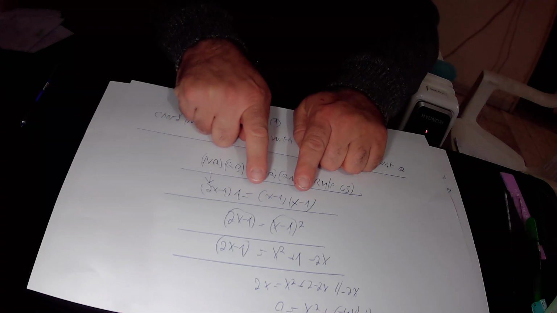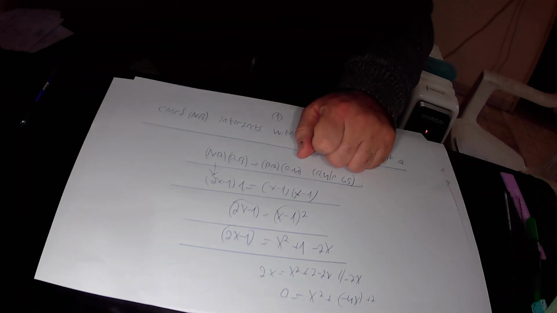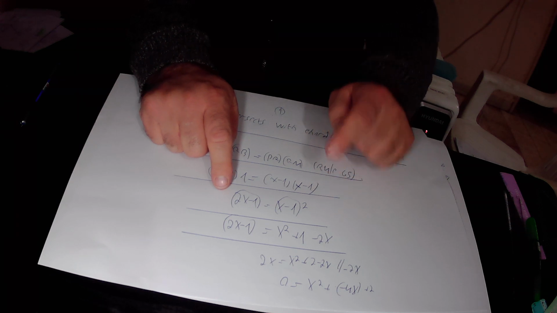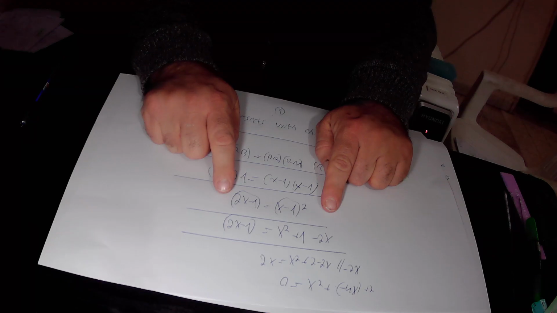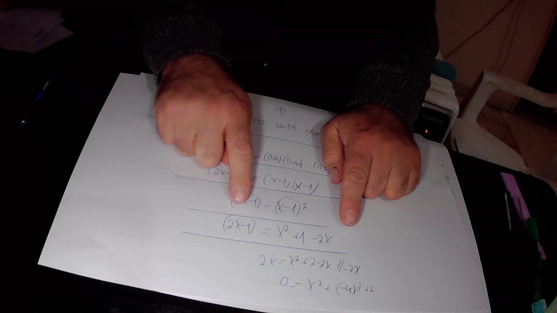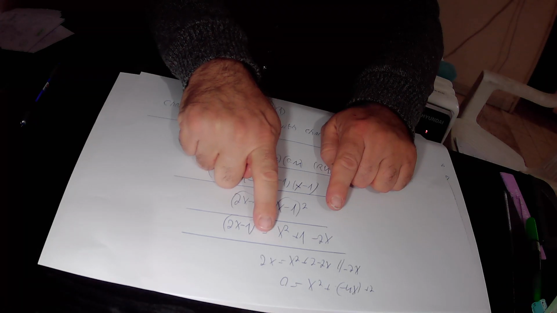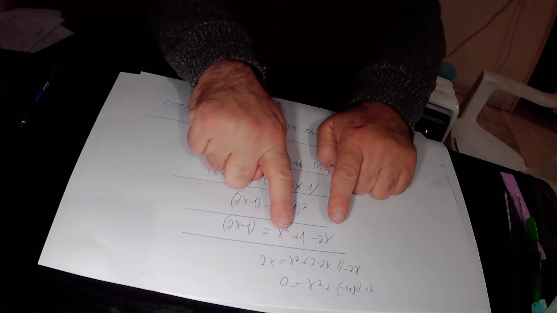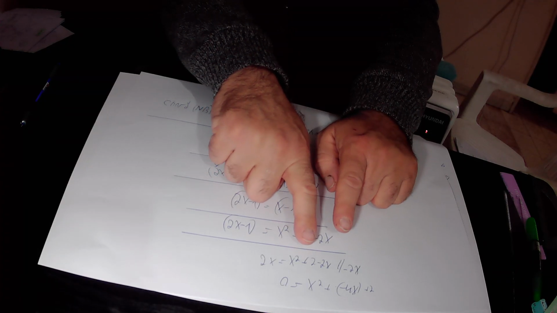X minus 1 squared equals x squared, plus 1 squared is 1, plus 2 times x times 1, that is minus 2x. So 2x minus 1 equals x squared plus 1 minus 2x. So here we substituted 2x for this equation. And I found out that here we have 2x minus 2x is 0, and it equals x squared minus 2x minus 2x is minus 4x plus 2. So in total, we found out that 0 equals x squared minus 4x plus 2.